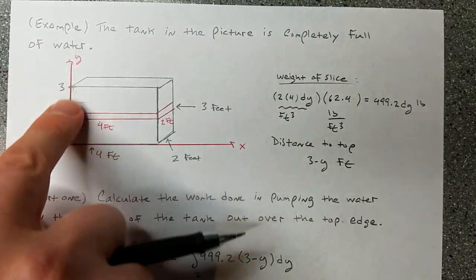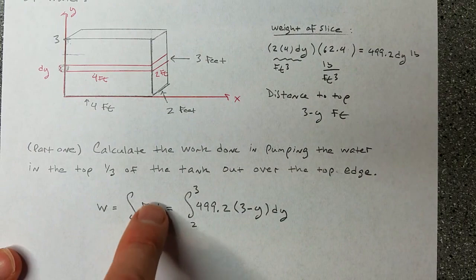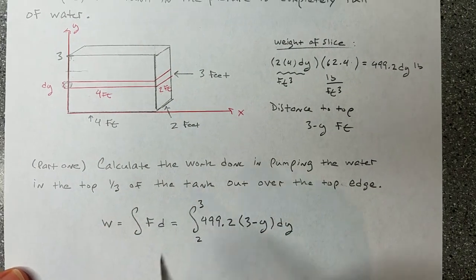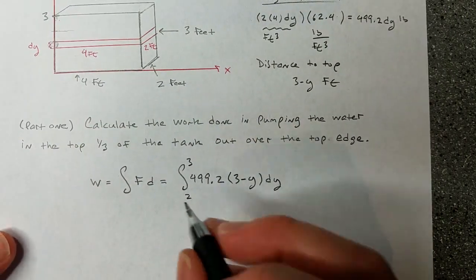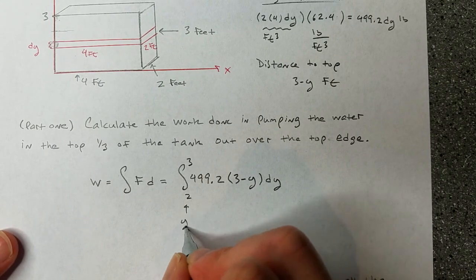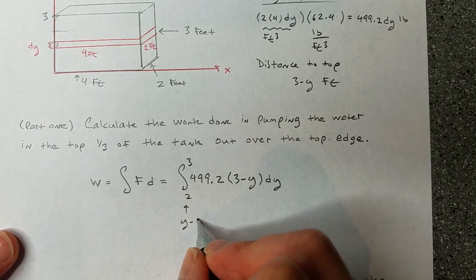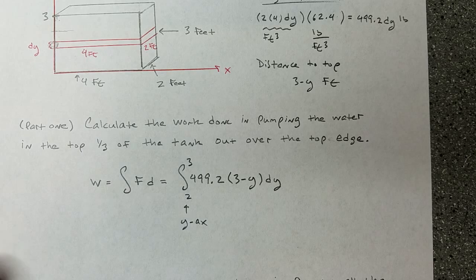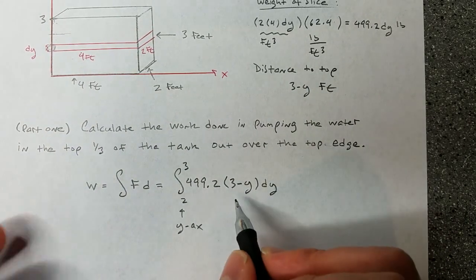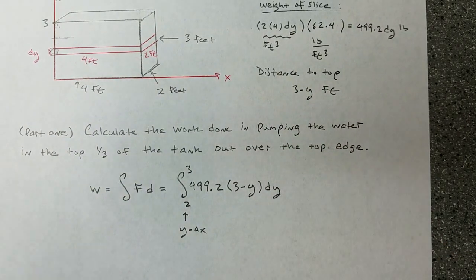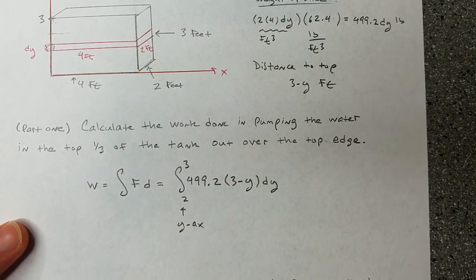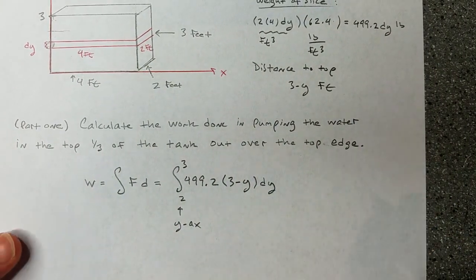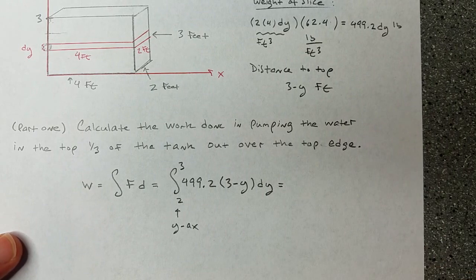You see how I put the coordinate system on there? So the top third of the tank, that would cover the y-axis from 2 to 3. So I'm going to just point to the bounds and say, oh, that's the y-axis. That's how that works. And then we work the integral. Probably not that hard to do the integrals. Like we've done way harder integrals than this in our time in calculus 2.